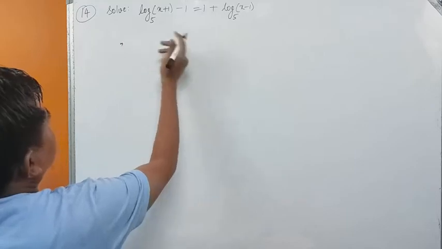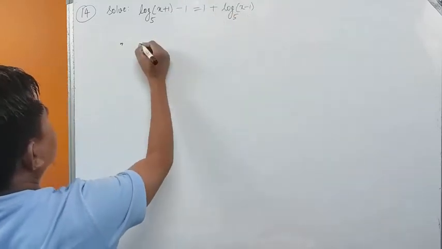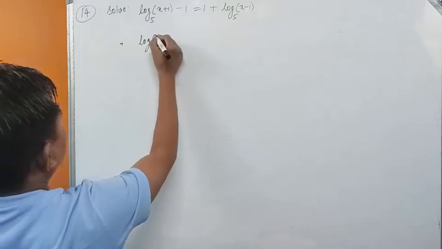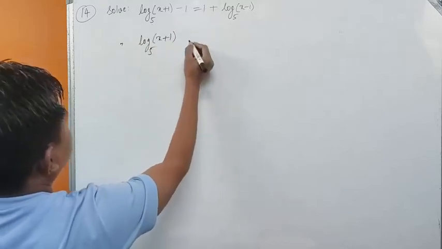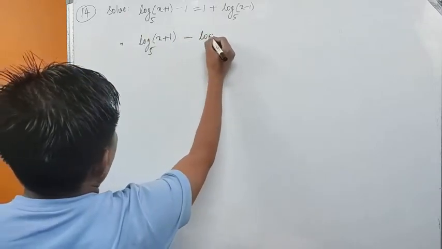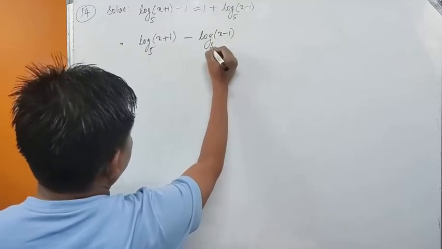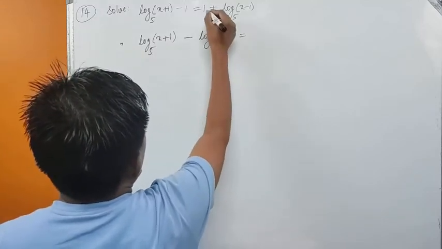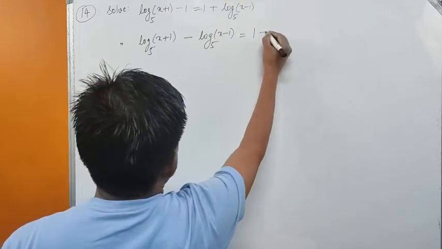Okay, so let us bring this log to the left hand side and take this minus 1 to the right hand side. So we already have log x plus 1 to the base 5 in the left hand side. Now we bring this number to the left hand side, minus log x minus 1 to the base 5 equals, 1 is already in the right hand side. Now we take this minus 1 to the right hand side, becomes plus 1.